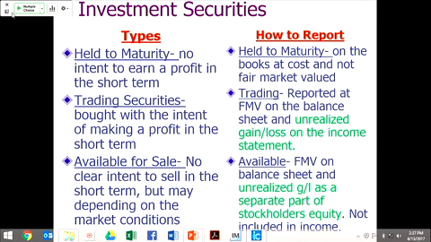Why is it on the income statement? Because it's trading. Its intent is to make a gain or loss in the short term. So it is actually showing up on the income statement as an unrealized gain or loss.